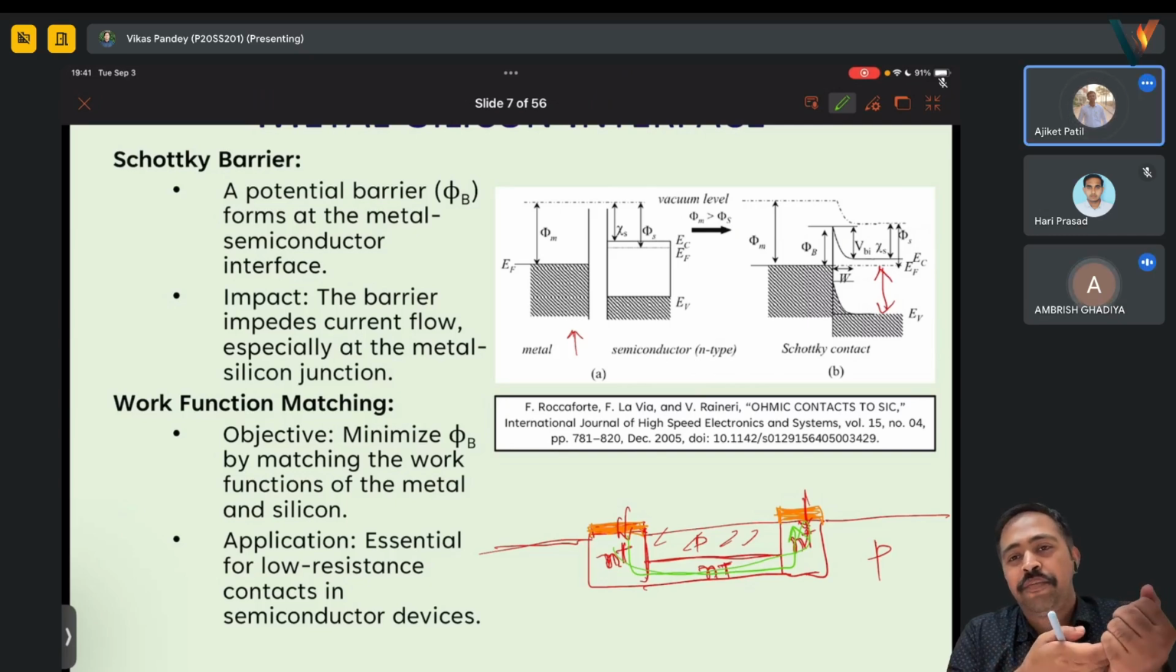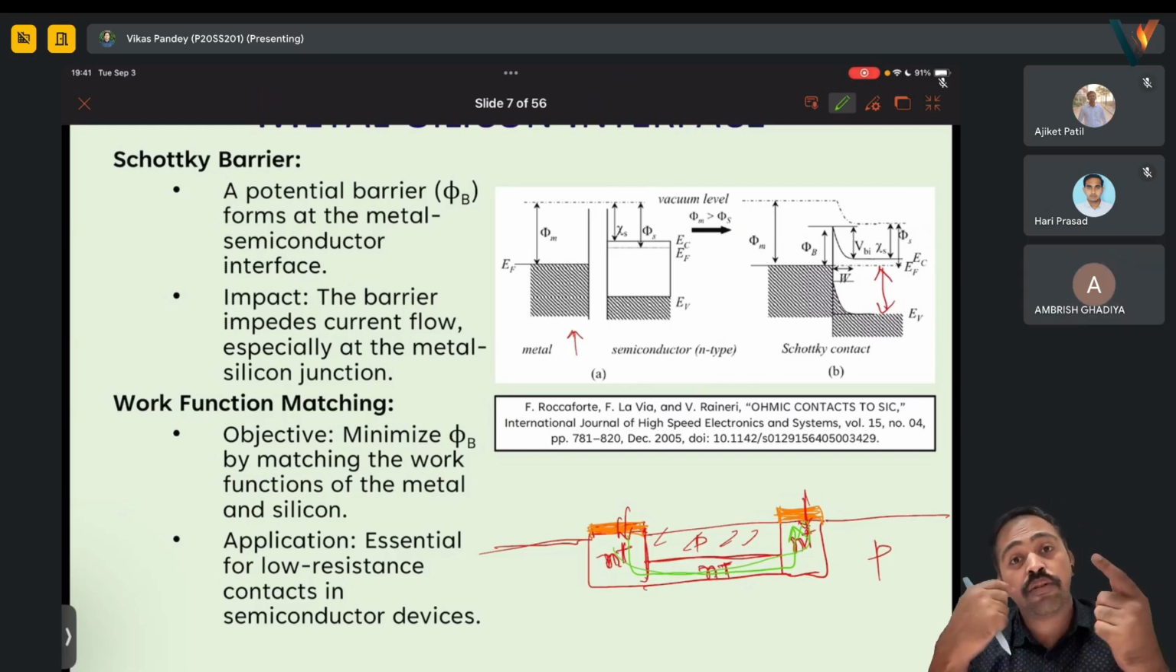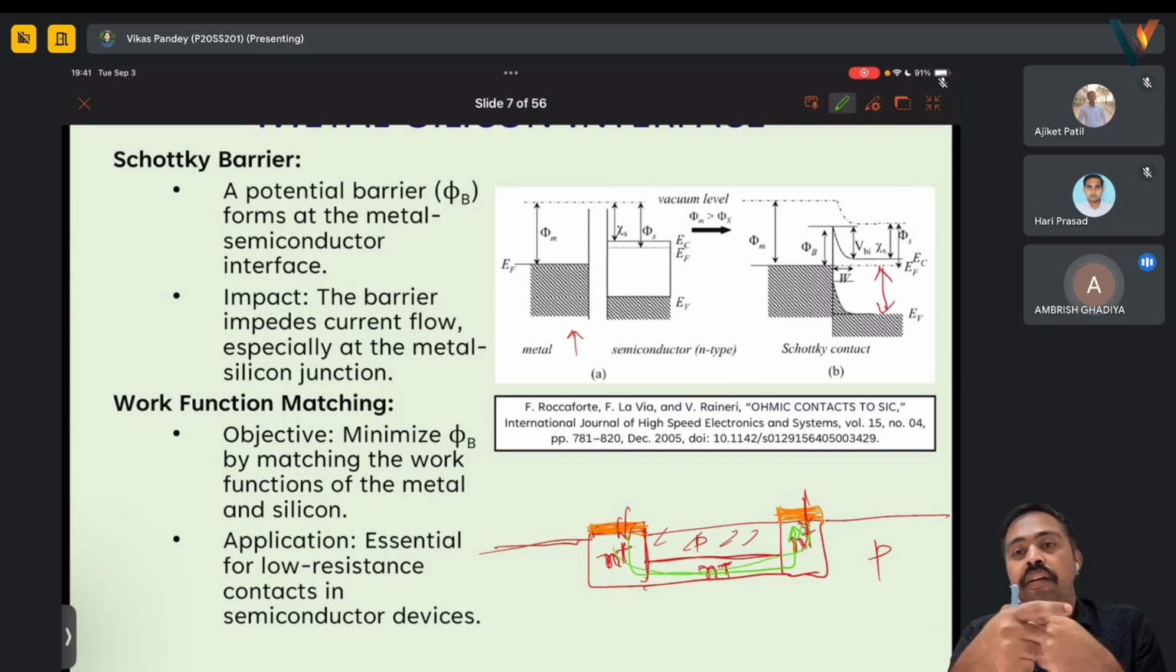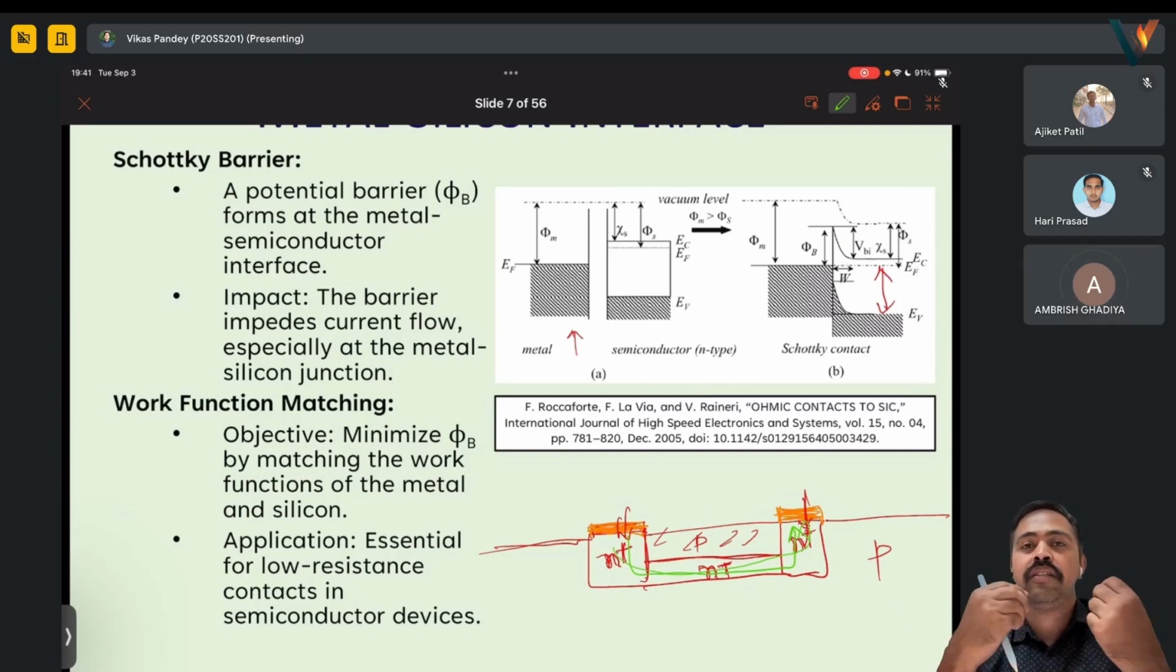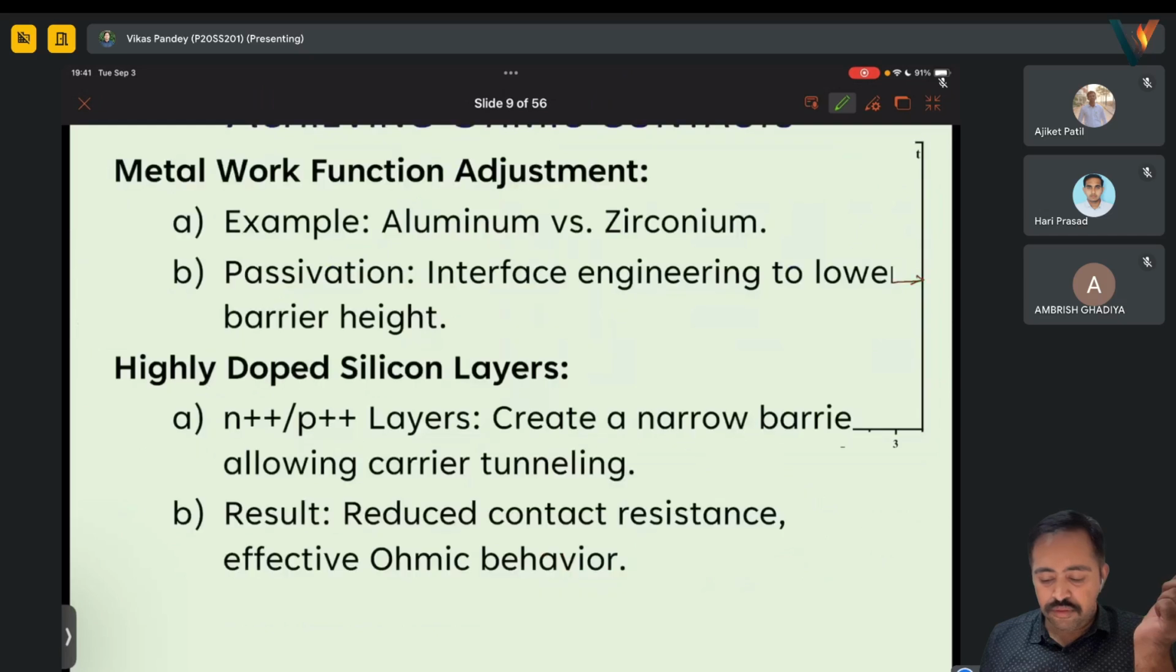It is just making a diode kind of structure, and that too between metal and semiconductor, not a semiconductor junction like we make purposefully. It is where we don't want it to happen. It's like the Schottky diode we are learning. That's why it is called a Schottky contact, because it is like a Schottky diode.